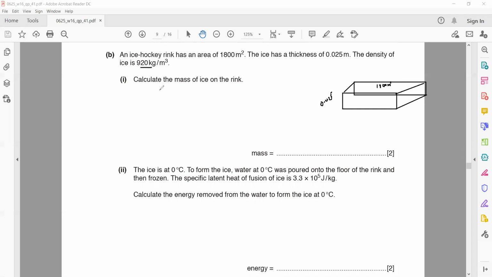So the formula which relates density, mass and volume: density is equal to mass divided by volume. So if you need mass, that is density multiplied by volume. The density is 920 and the volume, because volume is area multiplied by height, the area is given as 1800 multiplied by thickness, that is 0.025. So when you multiply them, it will be 41,400 kilograms.